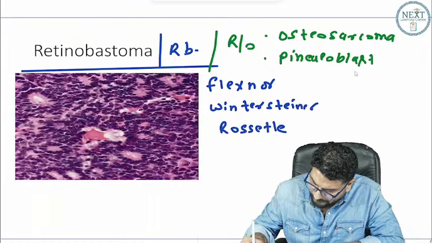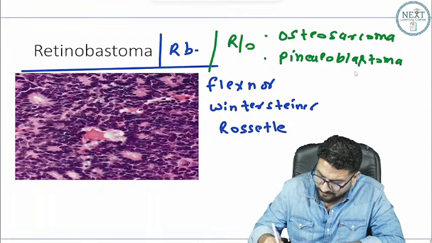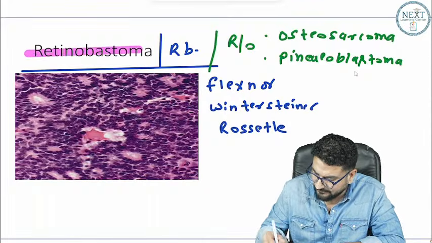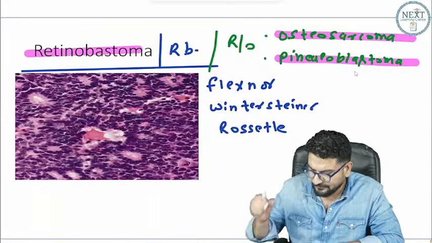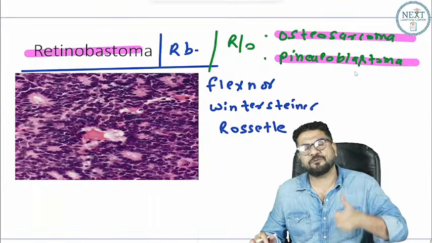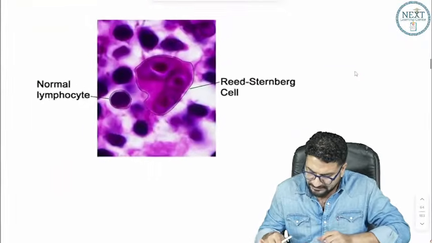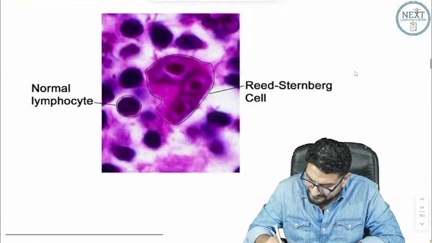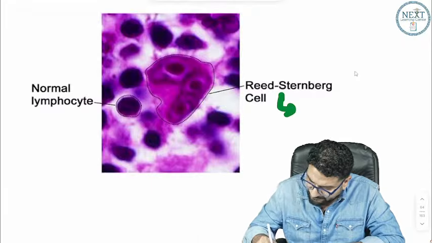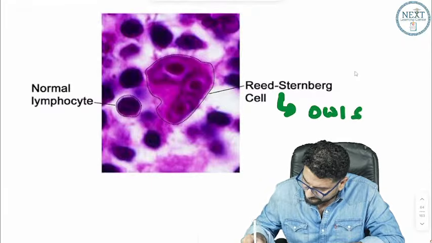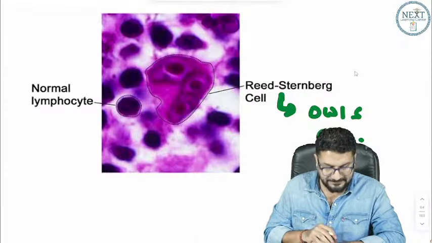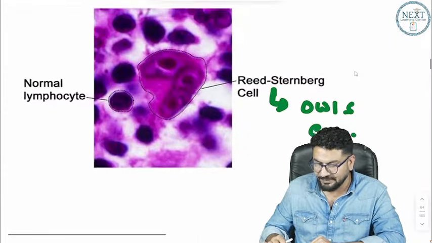So if any patient has the familial form, they can develop retinoblastoma, and they can also develop osteosarcoma and pinealoblastoma. This question can also come: the most common second tumor seen in a patient of retinoblastoma is osteosarcoma. Okay, now look at this normal cell, and what we have are Reed-Sternberg cells, which have a typical owl's eye appearance. Owl's eye appearance. Now don't forget owl's eye inclusion body is CMV.